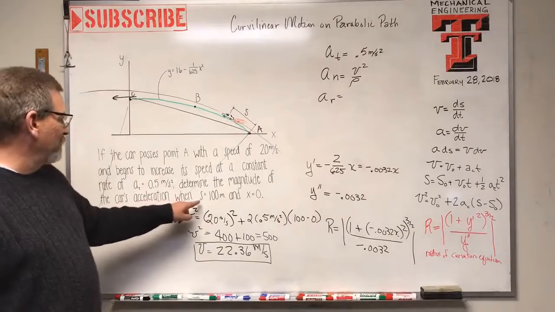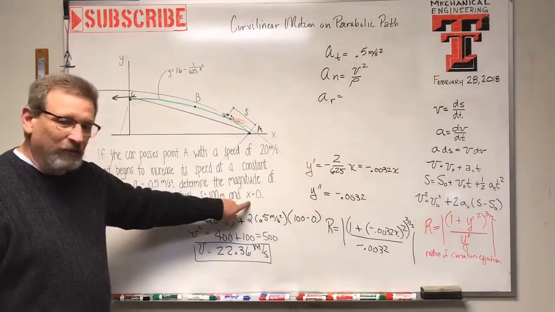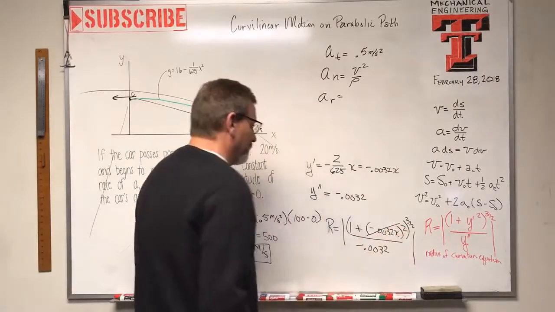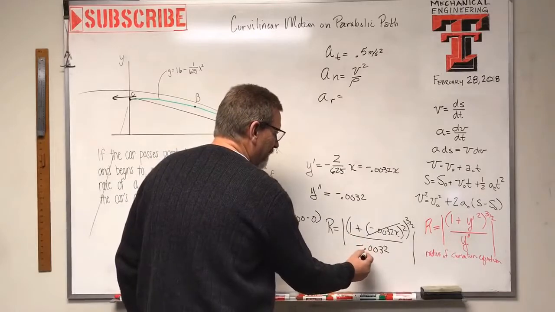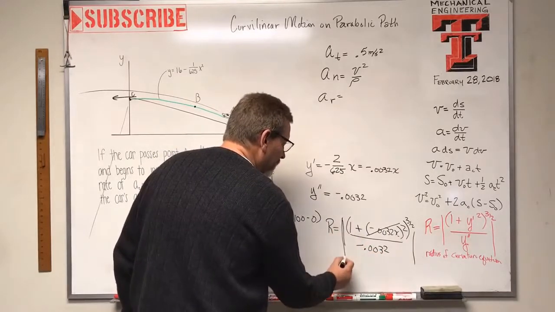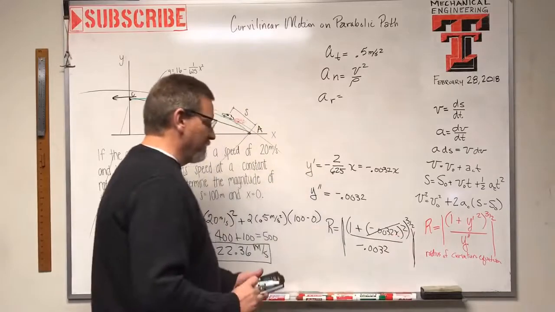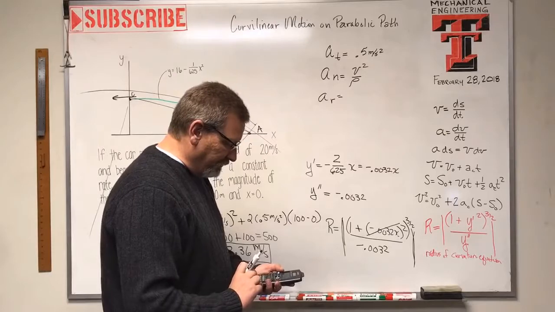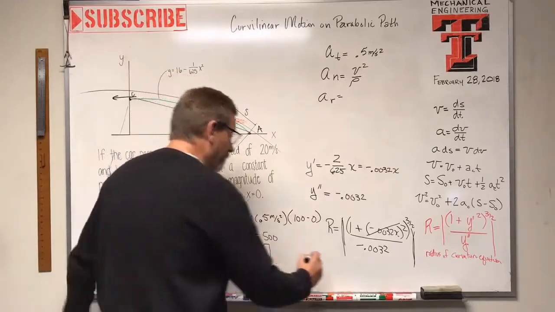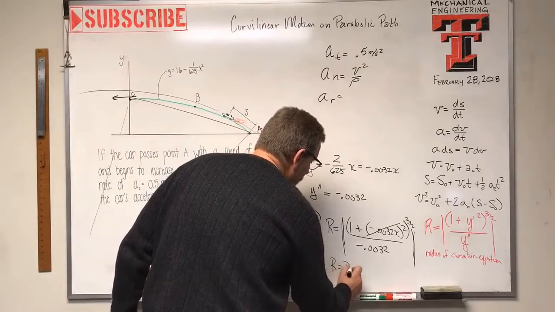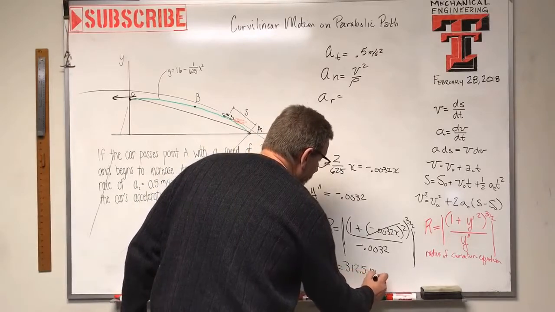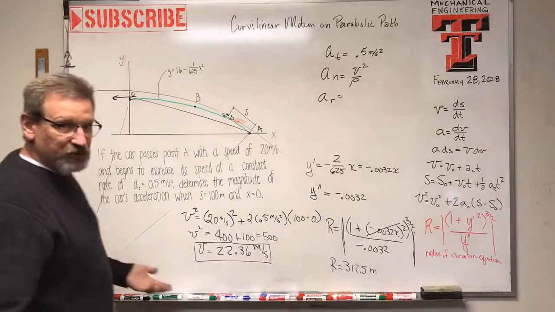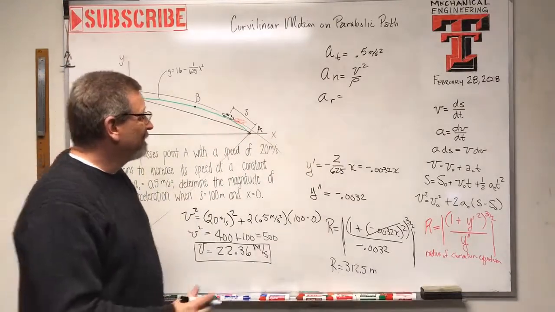Find the car's acceleration when s is 100 and x equals 0. So if I put a 0 in there, then this whole term is just going to be 0. So I'm left with 1 divided by 0.0032. And notice it's the magnitude of that, the absolute value. So 1 divided by that is equal to 312.5. So that would be the radius of our gigantic circle. It's 312 meters. That's pretty big, right?